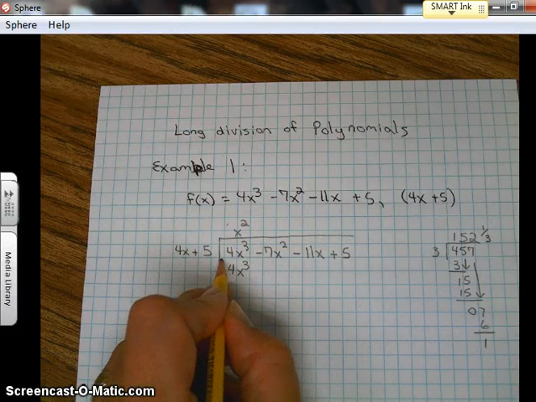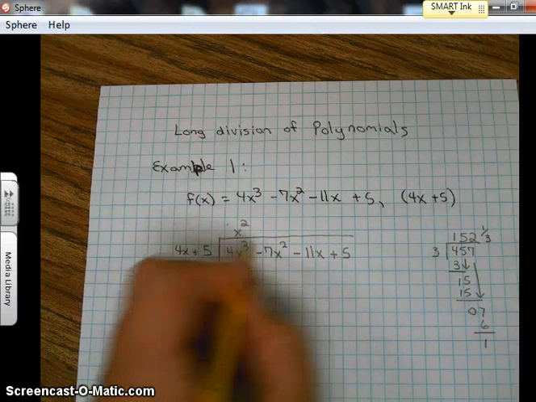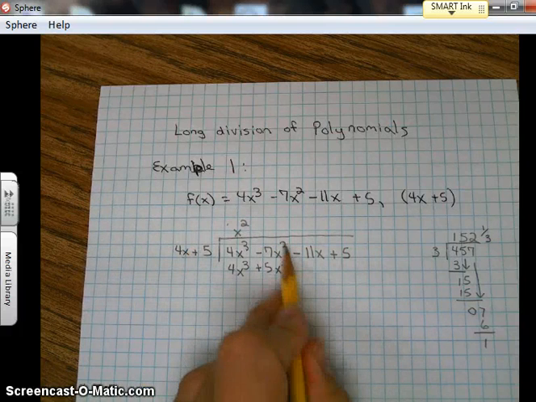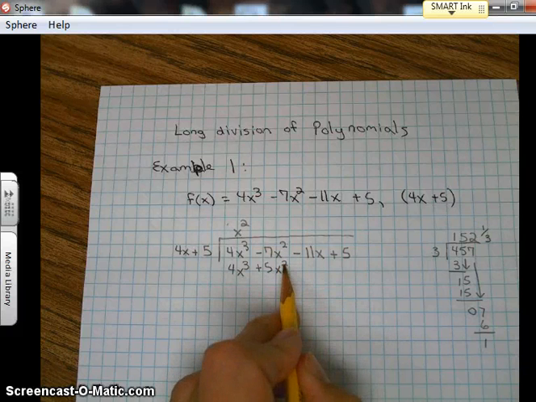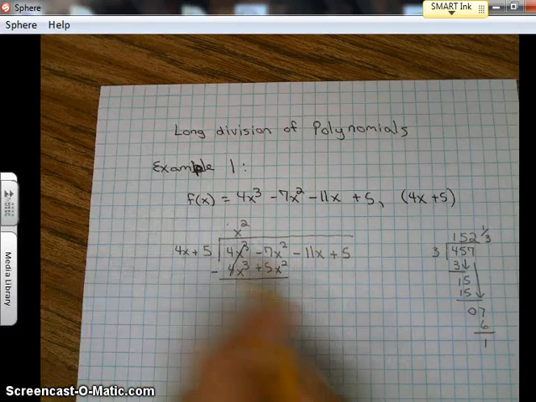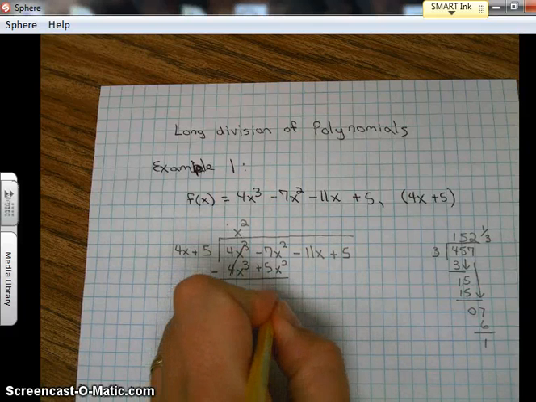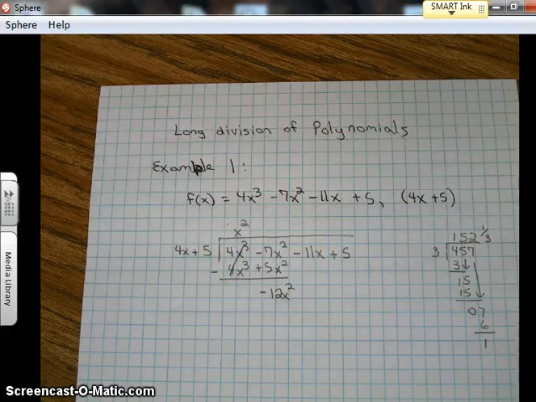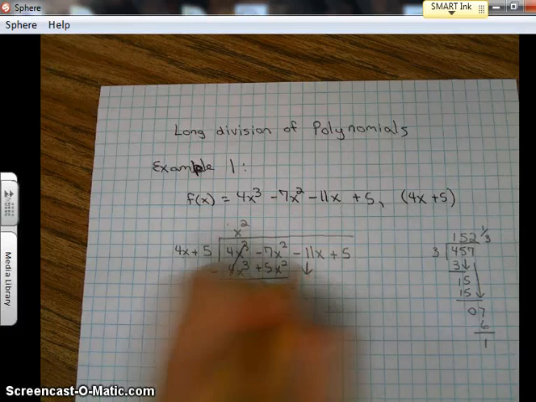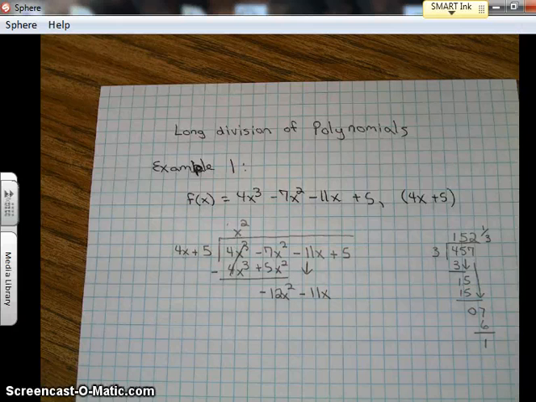Okay, let's continue. So we took this times this and got this. Now we're going to take the 5 times x squared and we're going to get 5x squared. These do not need to match, but these powers need to be the same. So these cancel. So we have negative 7x squared minus 5x squared, which is negative 12x squared. And just like how we brought down the next term, we bring down the next term here.